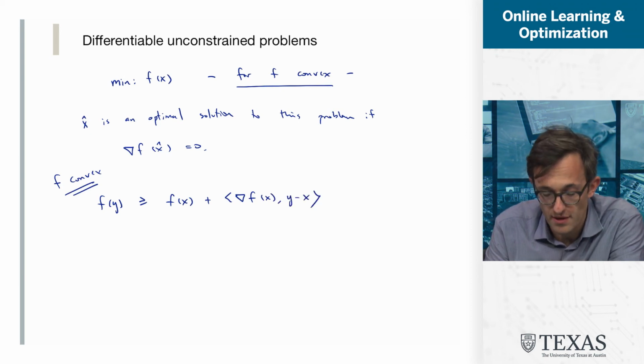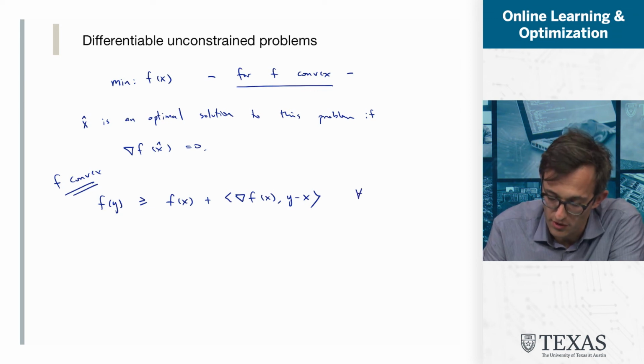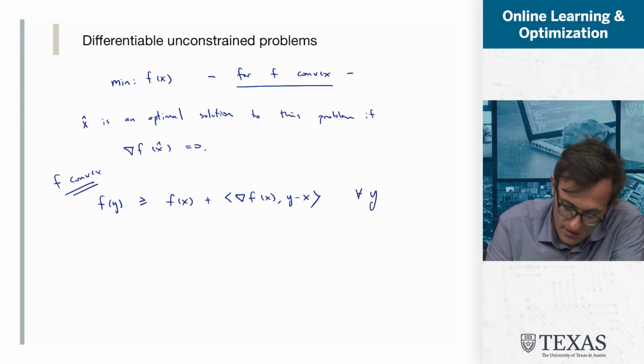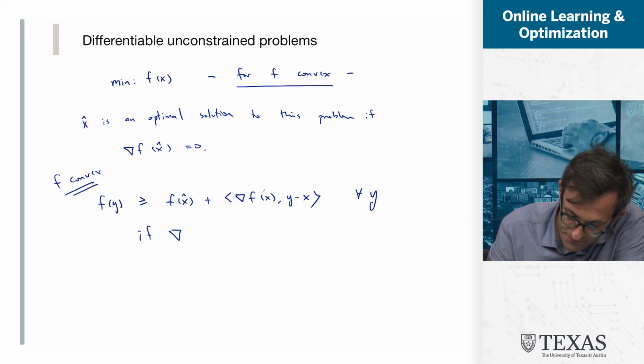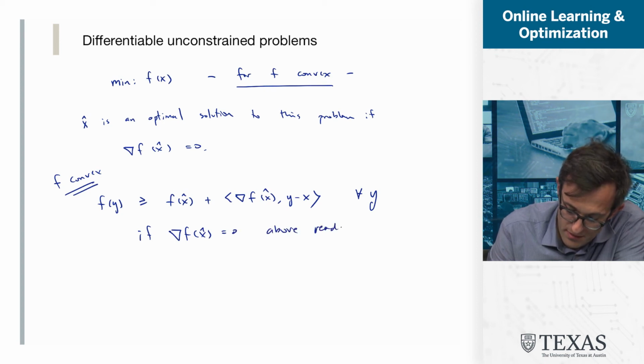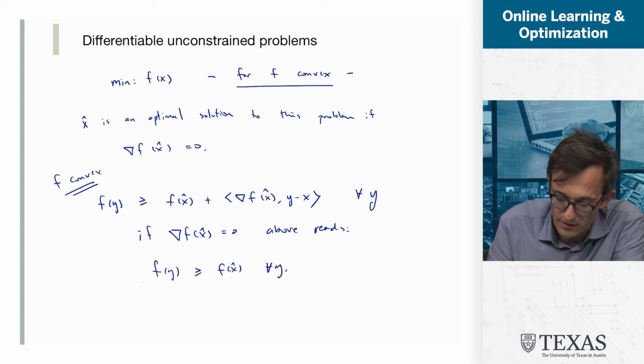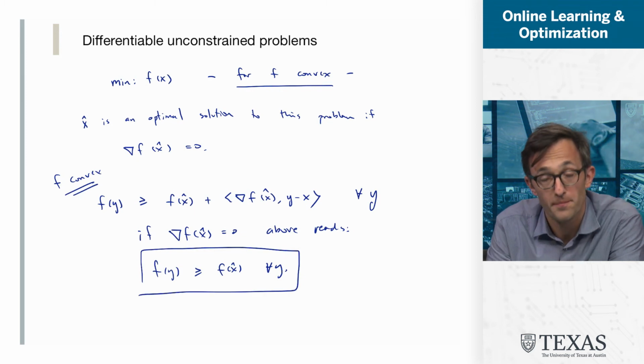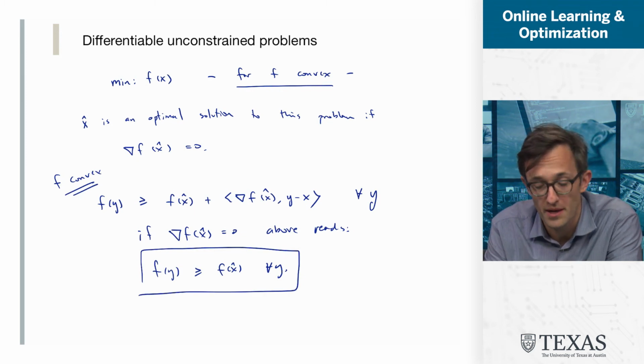Well, what happens if the gradient of f of x is equal to 0? So let's apply this definition for x hat. If the gradient of f at x hat is equal to 0, the above definition reads simply f of y is greater than or equal to f of x hat for all y. Well, that's exactly what it means to be a solution to the problem minimize f of x.